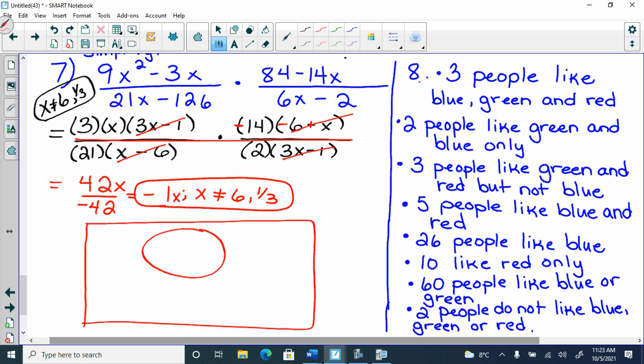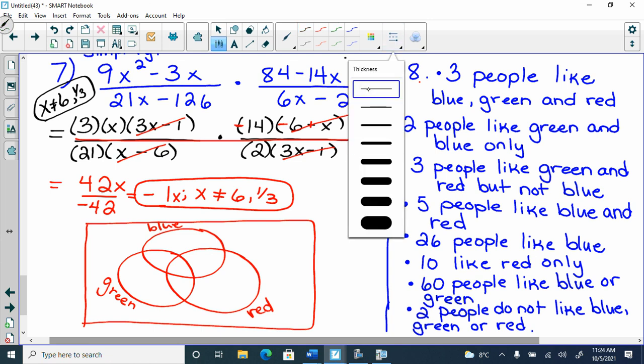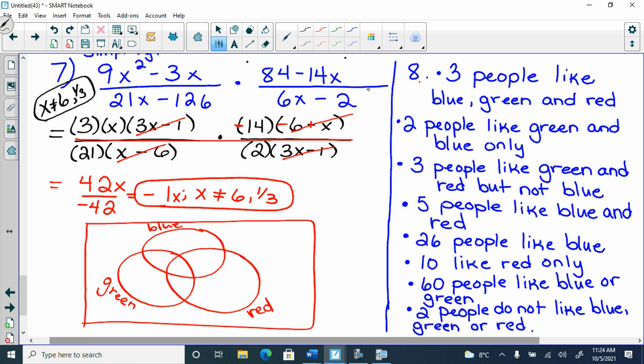And I have blue, green, red. And I always have to start in the middle unless there are onlys, which there are some onlys. But I'm going to start in the middle anyway. So 3 people like blue, green, and red.